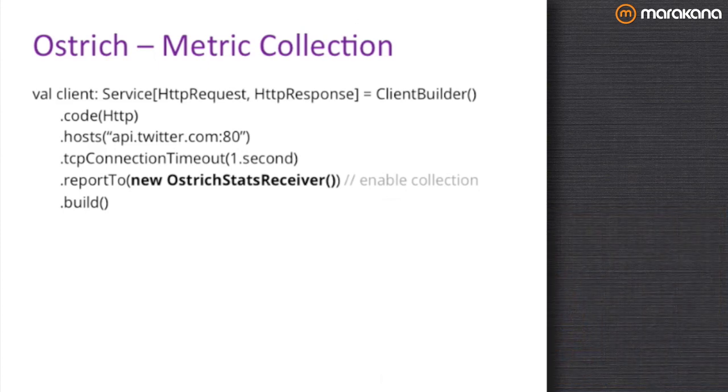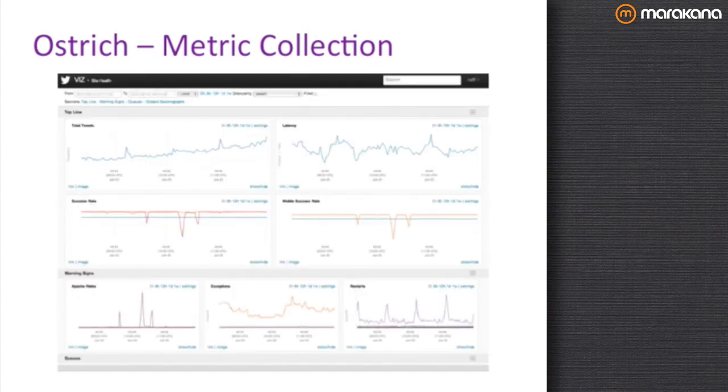Here's a tool. I don't believe this is Ostrich's normal way to render the data, but this is just like a rendering that Twitter uses of the data that comes out of Ostrich. It keeps a lot of data, and it's nice that you don't have to do much to get this.